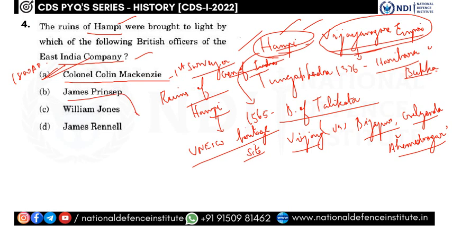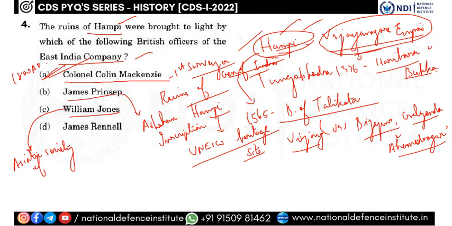James Prinsep is the one who deciphered the Ashokan inscription. William Jones is the one who gave the word Hindu. Yes, and also he is one of the founders of the Asiatic Society of Bengal. It was created by William Jones and also Lord Warren Hastings. And James Rennell, he is the first one to give an accurate map of India.